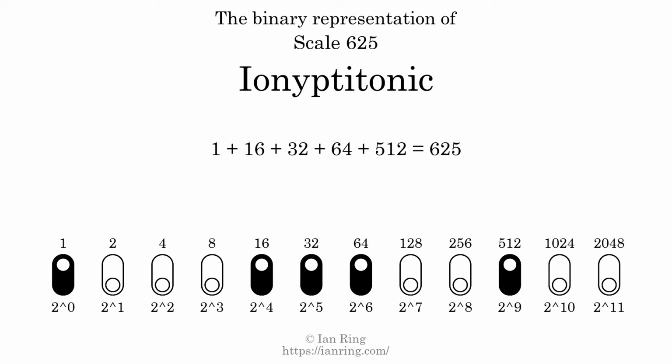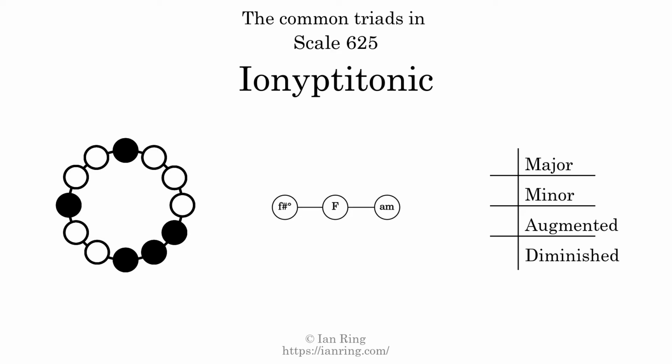The scale number not only enumerates the scale with a unique index, but it also literally describes the tonal content of the scale. Represented as a binary number in base 2, the scale number is 001001110001. Here are the common triads present in this scale.